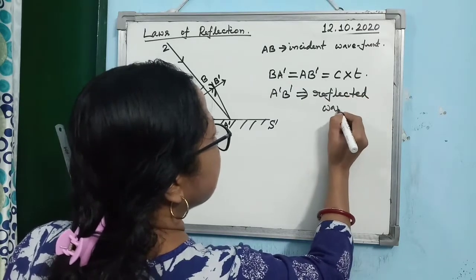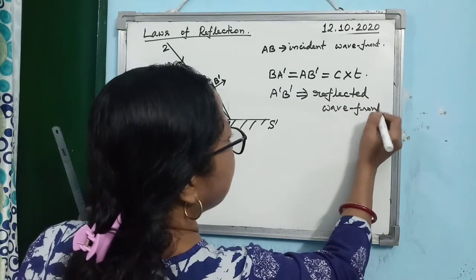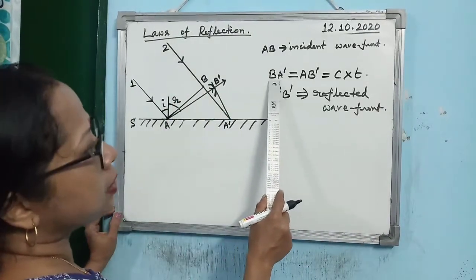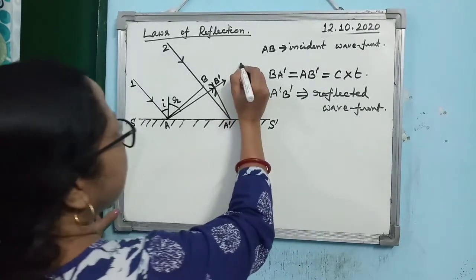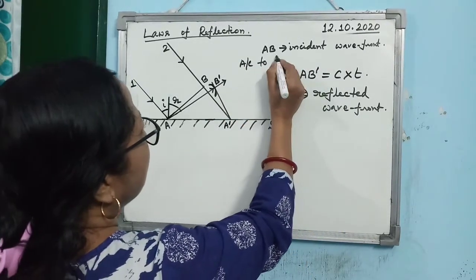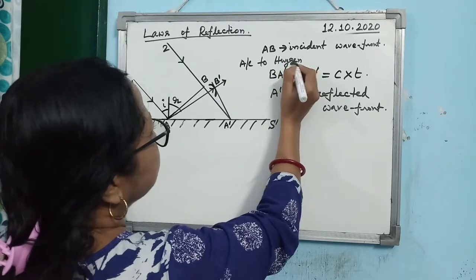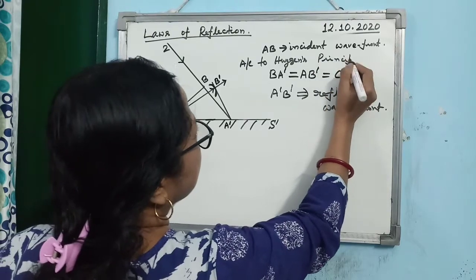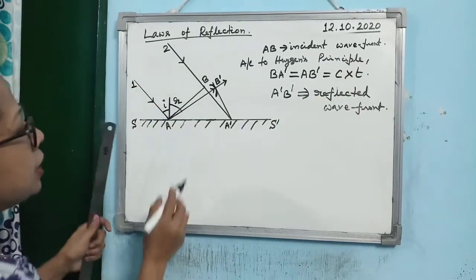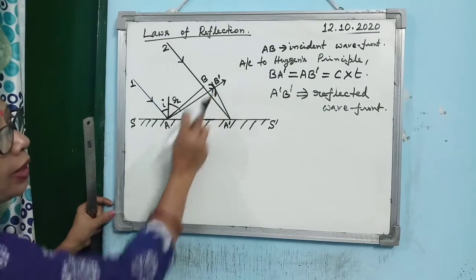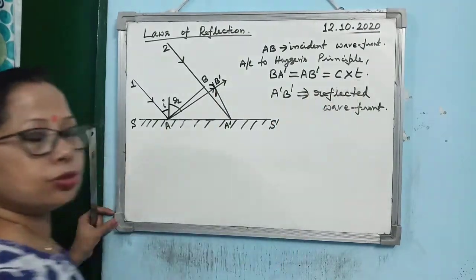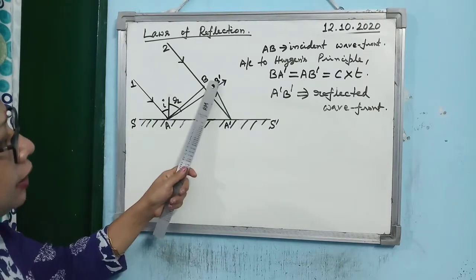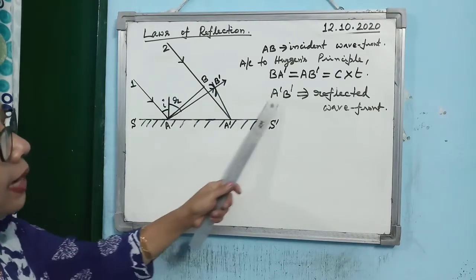So these are the things that should be in your notebook. You should write: according to Huygens principle, BA dash equal to AB dash. This is the point. AB dash equal to C into T. So from the point A dash, if you draw a tangent to the arc, then A dash B dash is the reflected wavefront.